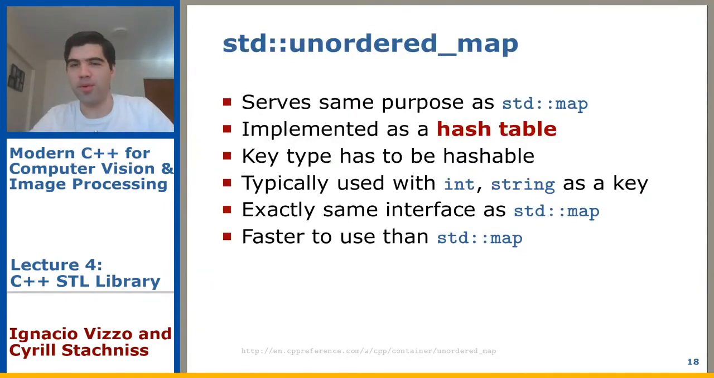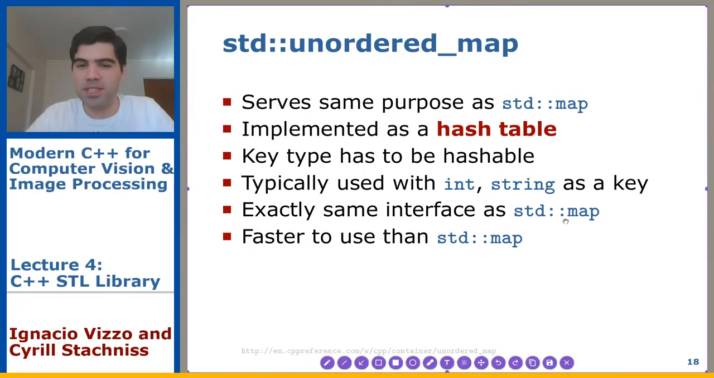There's another, probably more popular associative container that is an unordered map, that, as you might guess from the name, is the same as map, but the difference is that you will not be sorting your map according to the key. So it's the same as a map. The only difference is that the key type must be hashable, so you need to be able to extract a hash from the key, and then the typical usage is with integer or string as key, right?